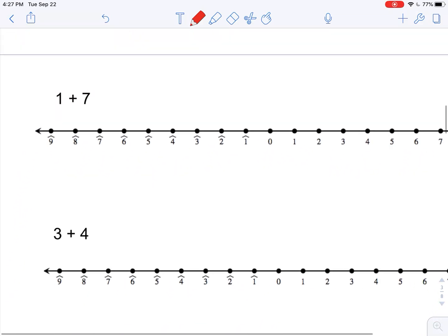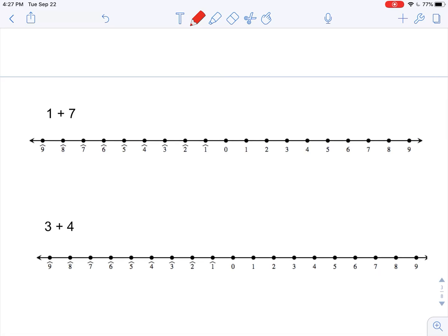Great. So obviously, number lines are still a thing. We could still use these to indicate 1 plus 7. That means I start at 1, and I hop over to the right 7 units, like so. And obviously, I'll wind up at 8.